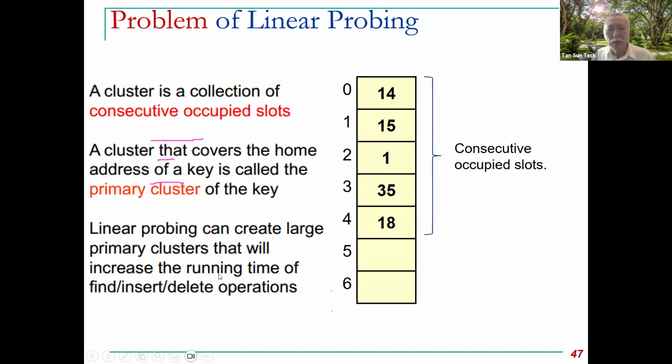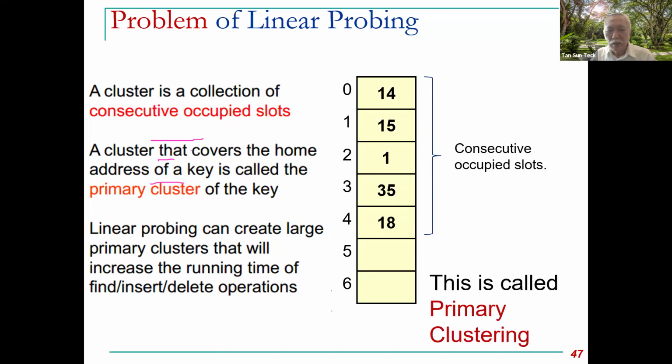So linear probing can create large primary clusters that will increase the running time for the three operations: find, insert, and delete. This is a problem, because if the cluster grows too big, the operation is going to become O(N) instead of O(1). This is called primary clustering, and we have to overcome this problem. One of the simple things to do is don't use linear probing.